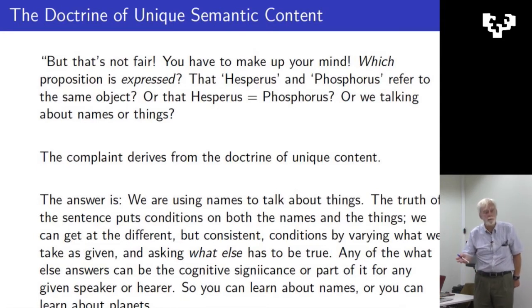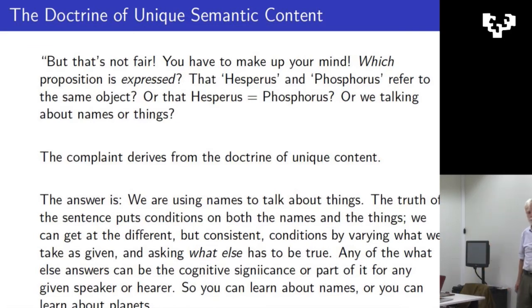Okay, now I'll give you a little more information. Hesperus stands for Venus, and Phosphorus stands for Venus, and identity stands for identity. Now what else has to be true? Venus has to be Venus, right? So it's the what-else question.